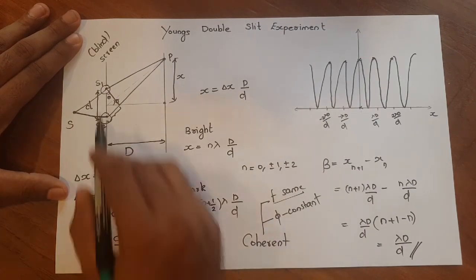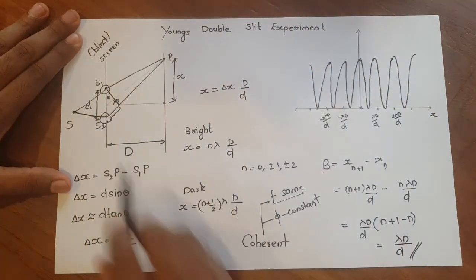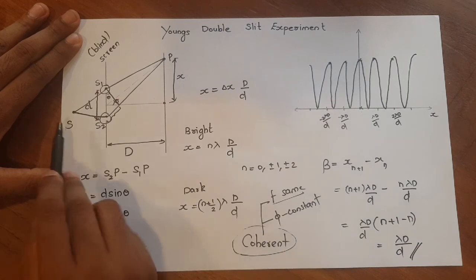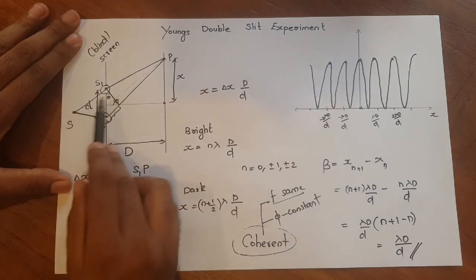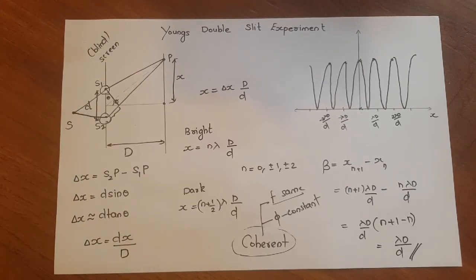So instead of using two sources in Young's double slit experiment, experimentally we achieve this condition by using a single source and deriving the two sources from this single source. This is about Young's double slit experiment.